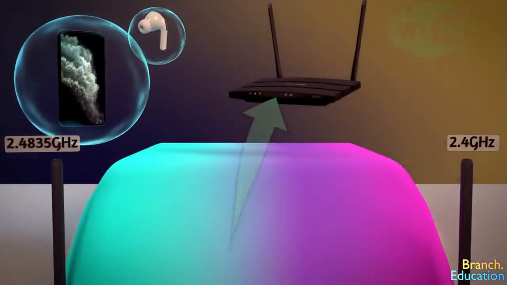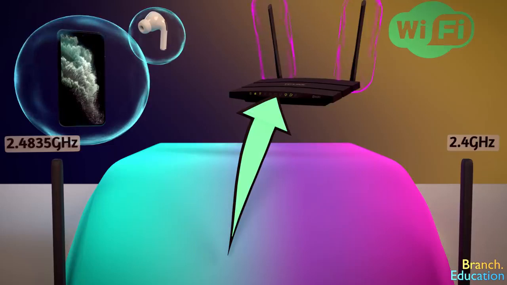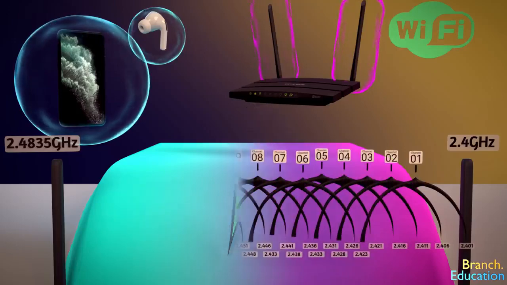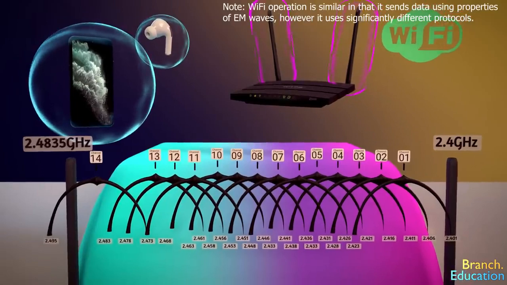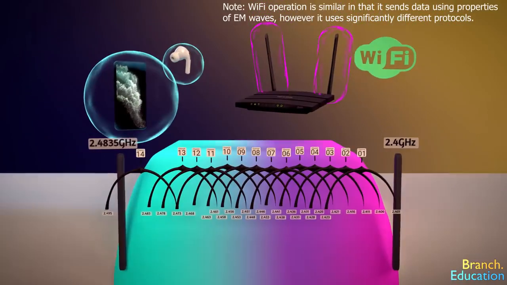In addition to microwave ovens, 2.4 GHz Wi-Fi networks also operate within this range of the electromagnetic spectrum. Similar to Bluetooth, Wi-Fi networks divide this range or bandwidth into 14 channels in order to accommodate multiple users communicating via Wi-Fi at the same time.